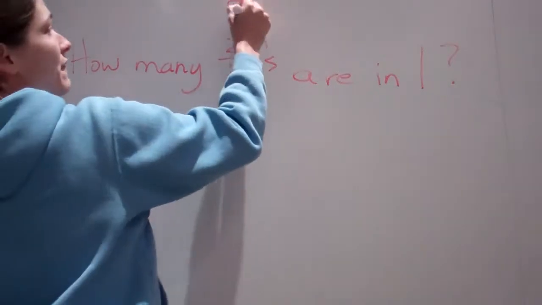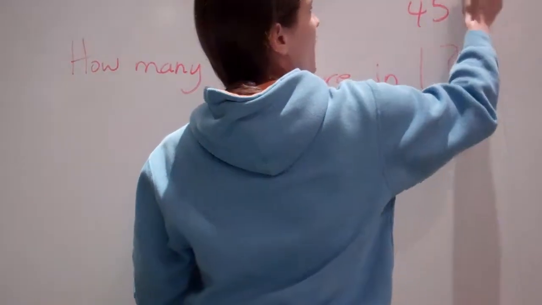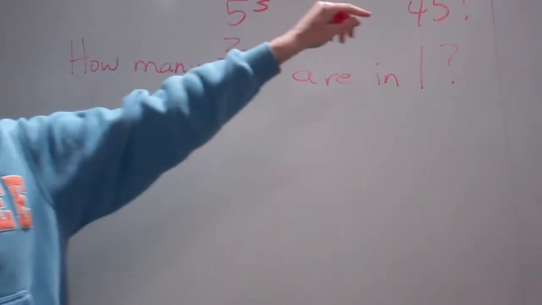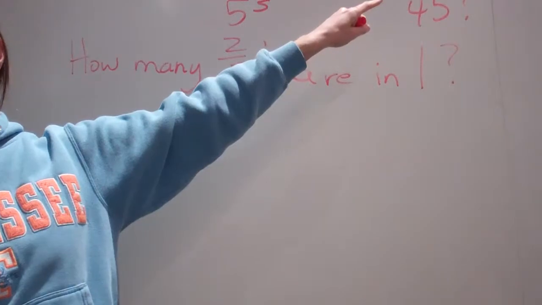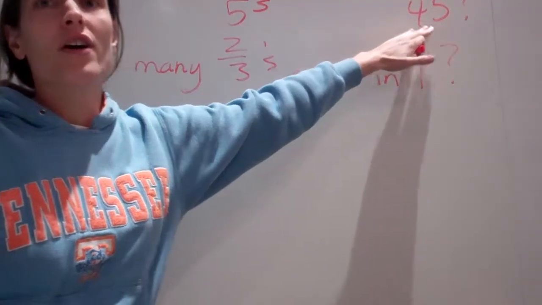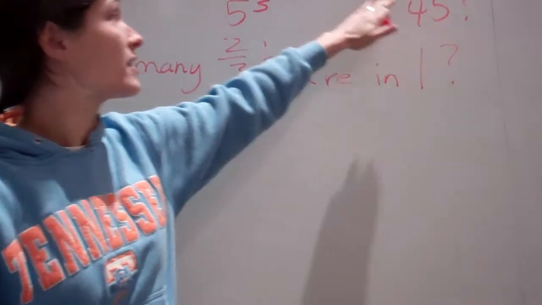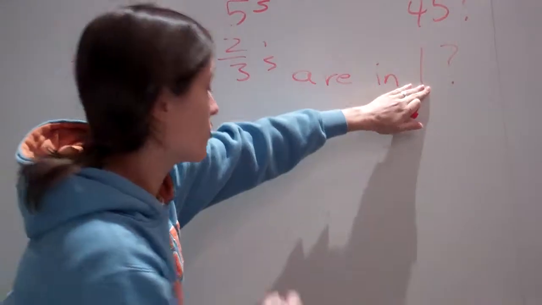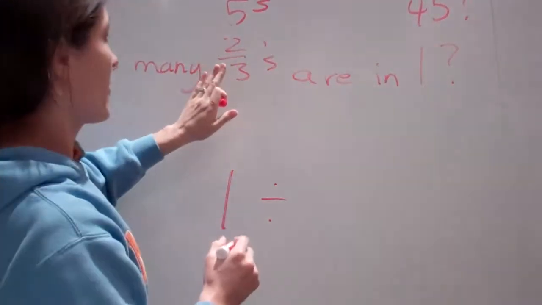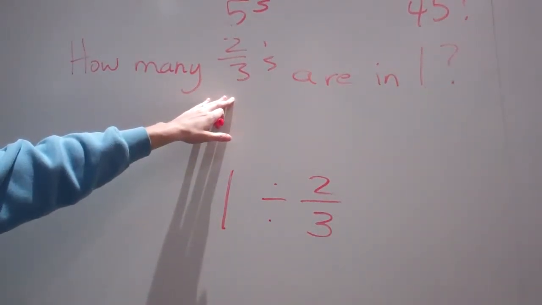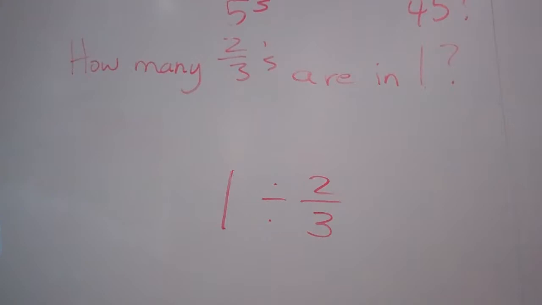So, how many 5s are in 45? 9. How did you do that problem? He divided. What did he divide? 45 divided by 5. So, since we did this divided by this, we're going to do this divided by this. Got it? 1 divided by 2/3. Yes.